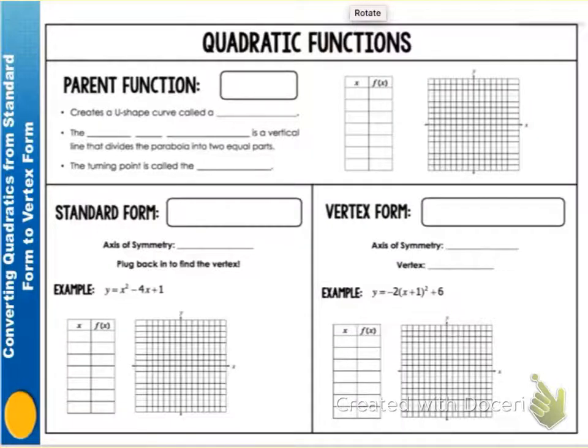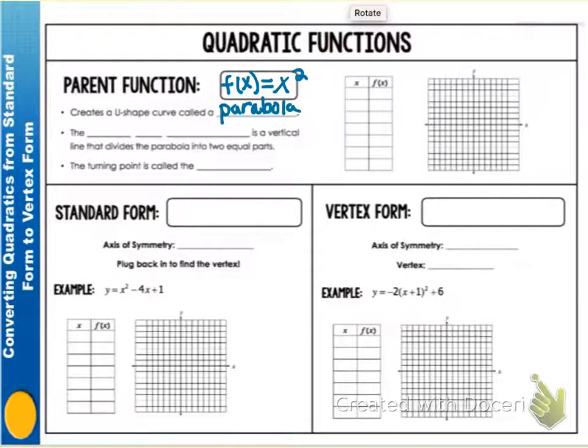And then just a reminder about the thing called the parent function. Let's start with that. So a parent function for a quadratic looks like this. f of x equals x squared. That's called a parabola. And that parabola creates a U-shaped curve, which again is called a parabola.